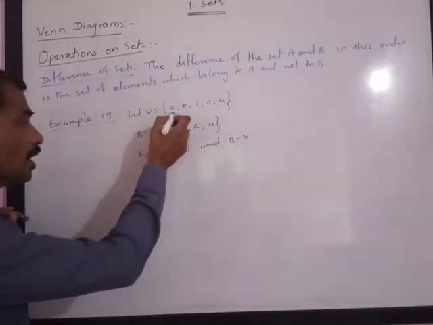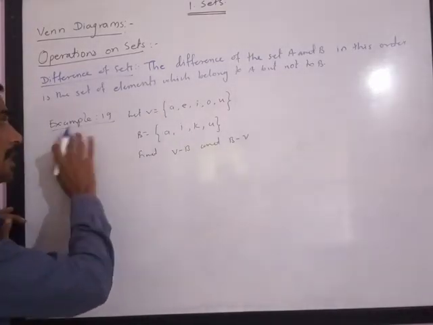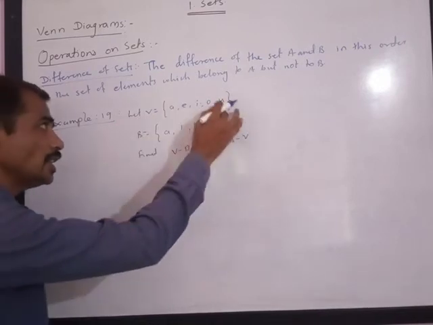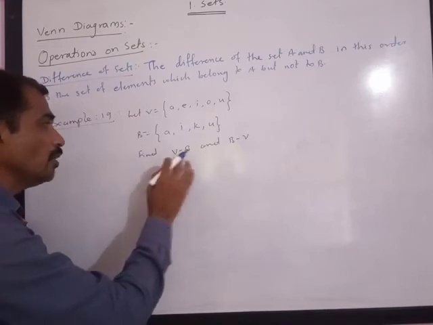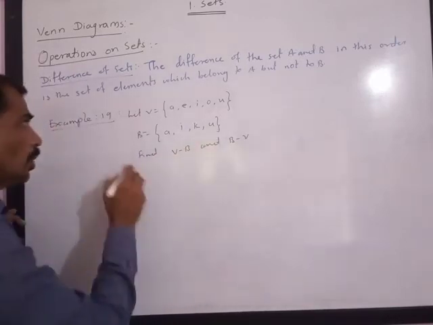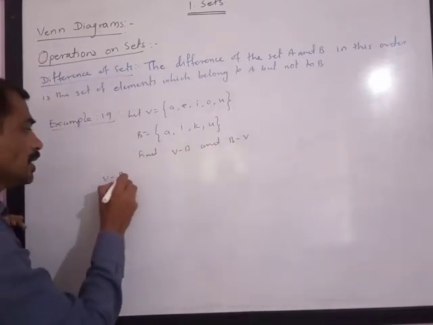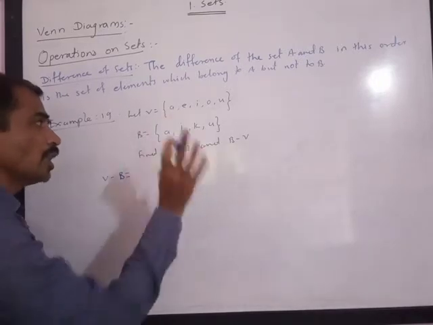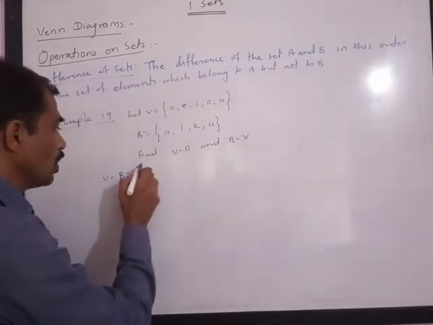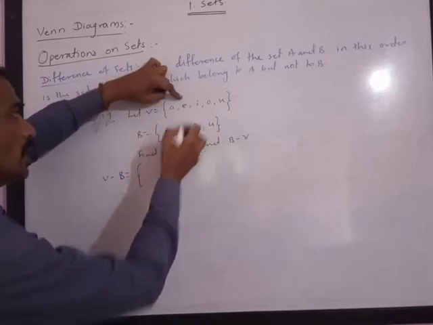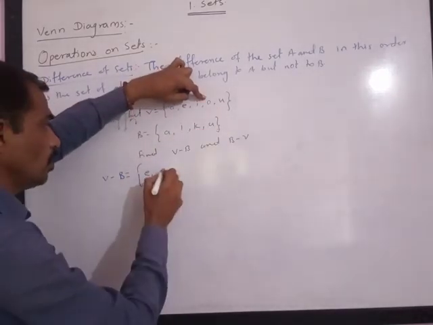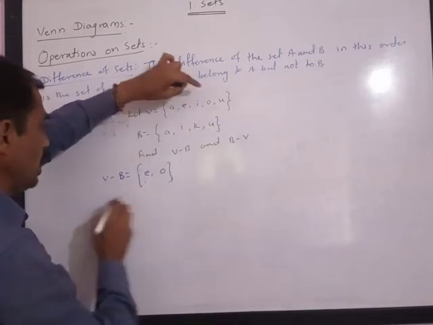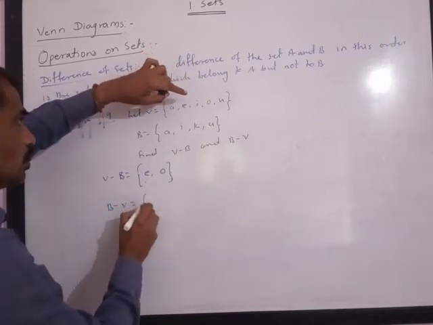Now see here in example 19, let V be the set of vowels A, E, I, O, U and B the set of A, I, K, U. Find V minus B and B minus V. So V minus B is the set of those elements which belong to V but not to B. So this is equal to the set of A belongs, E is not there so it will come, E, then O, and B minus V is equal to the set of K.